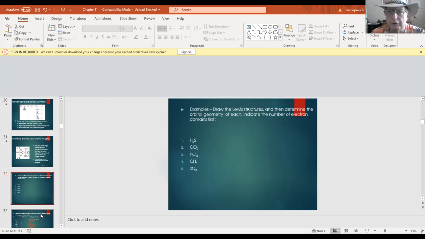Do you know how to draw the Lewis dot structure of CO2? Yes. Okay. What did you come up with for CO2? Oxygen with four electrons and then the two lines with carbon in the middle. And then two lines and the oxygen with four electrons. Okay, so you got it. You got it drawn correctly.